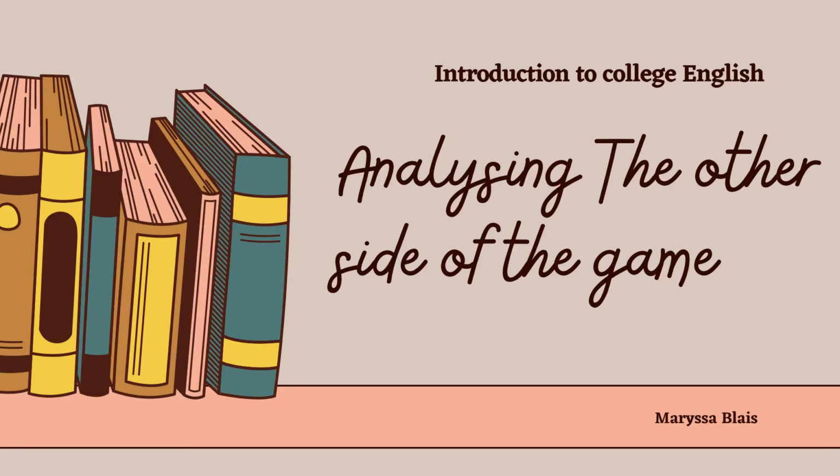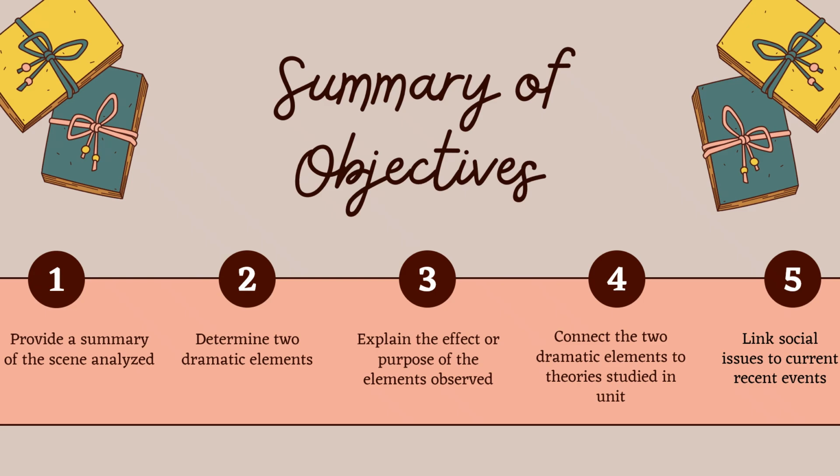Analyzing The Other Side of the Game by Amanda Parris. Objectives: provide a summary of the scene analyzed. Determine two dramatic elements and explain the effect or purpose of the elements observed. Connect the two dramatic elements to theories studied in the unit, and then link these social issues to current recent events.